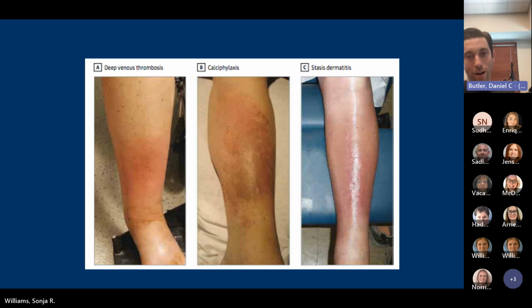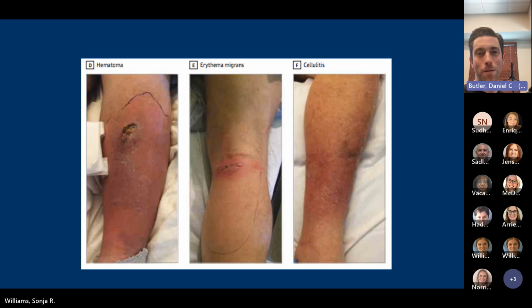I think it's only fair, as I'm closing up this lecture, to do one more thing, which is to show you this article in one of our famous derm journals where they show the different types of red legs. So here's the DVT, calciphylaxis, stasis dermatitis, next slide. Hematoma, erythema migrans, and cellulitis.